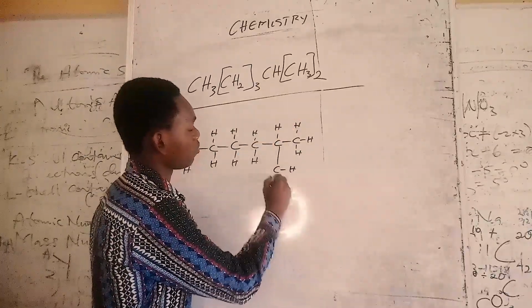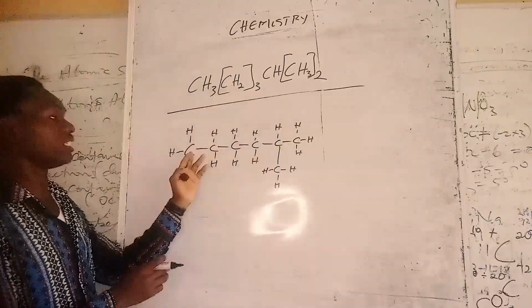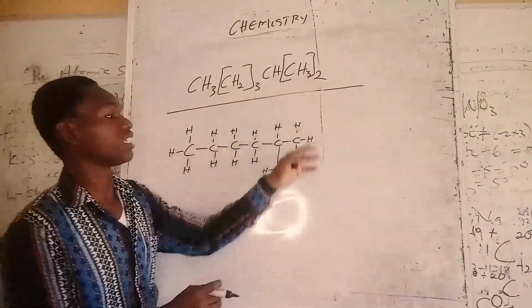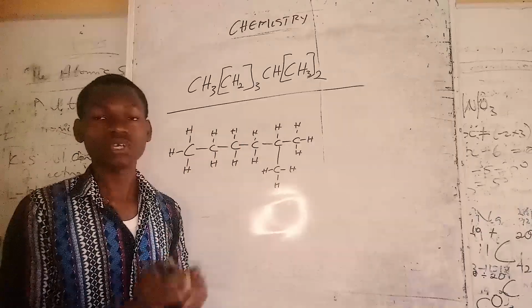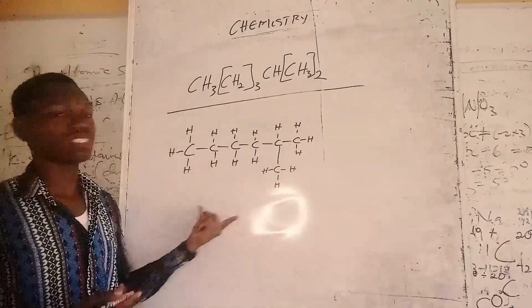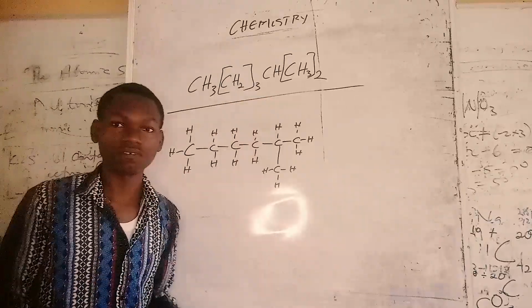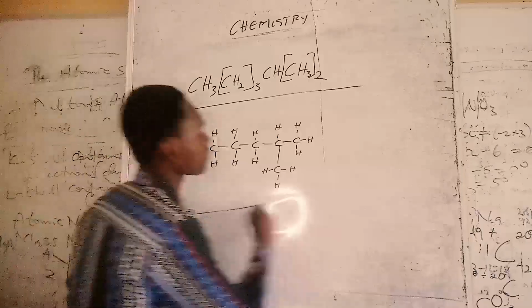1, 2, 3. So in summary, what I just said, when you see CH2, it means straight chain. When you see CH3, it means an attachment. Hope that is clear. So you can see that this compound is not complex. It's just that it's in a condensed form. It looks as if it's complex. Now let's simply name this.